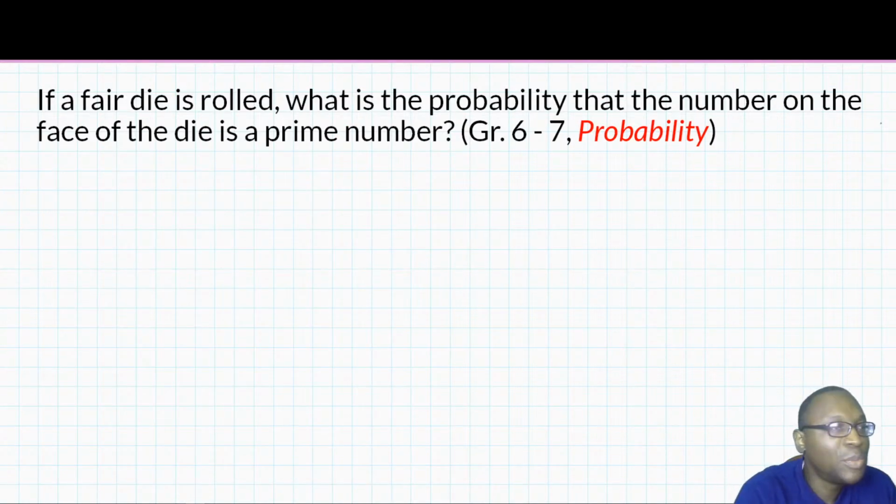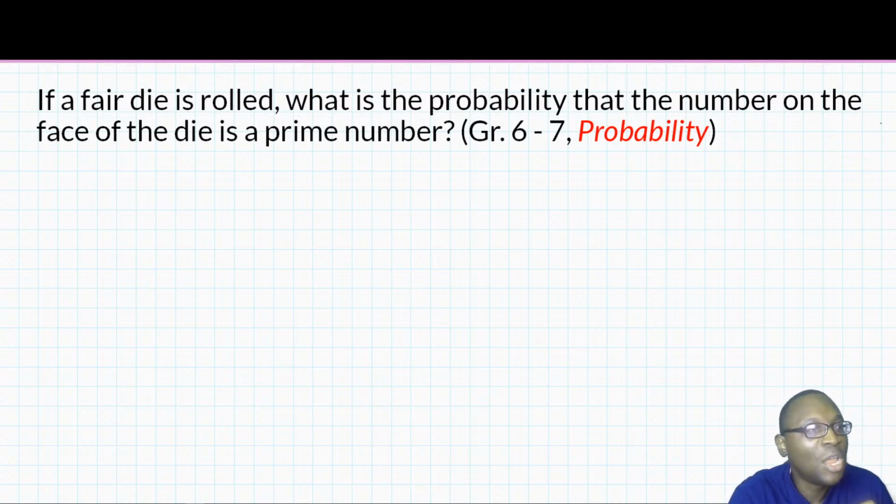In this question, we're going to be dealing with probabilities. So we have a fair die is rolled. What is the probability that the number on the face of the die is a prime number?